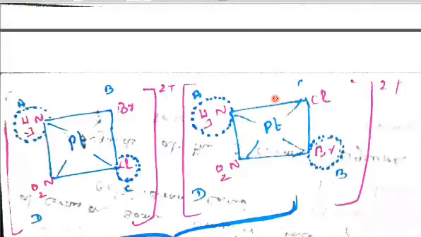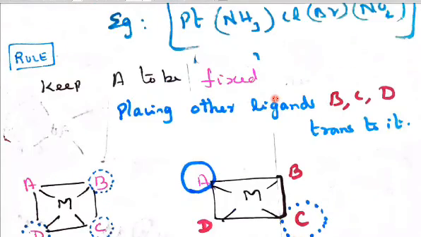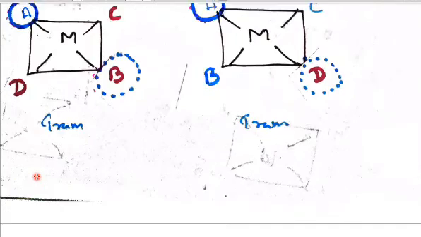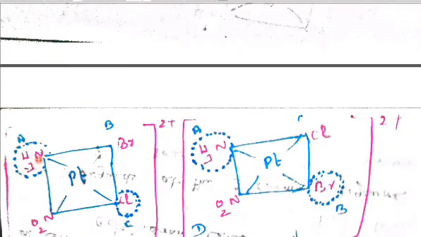What example have I taken here? I have chosen platinum as the central metal, with NH3, Cl, Br, NO2. I have taken NH3 as A, B is Br, C is Cl and D is NO2. So I fixed the A position, NH3. Then C is opposite to NH3, so it is a trans.